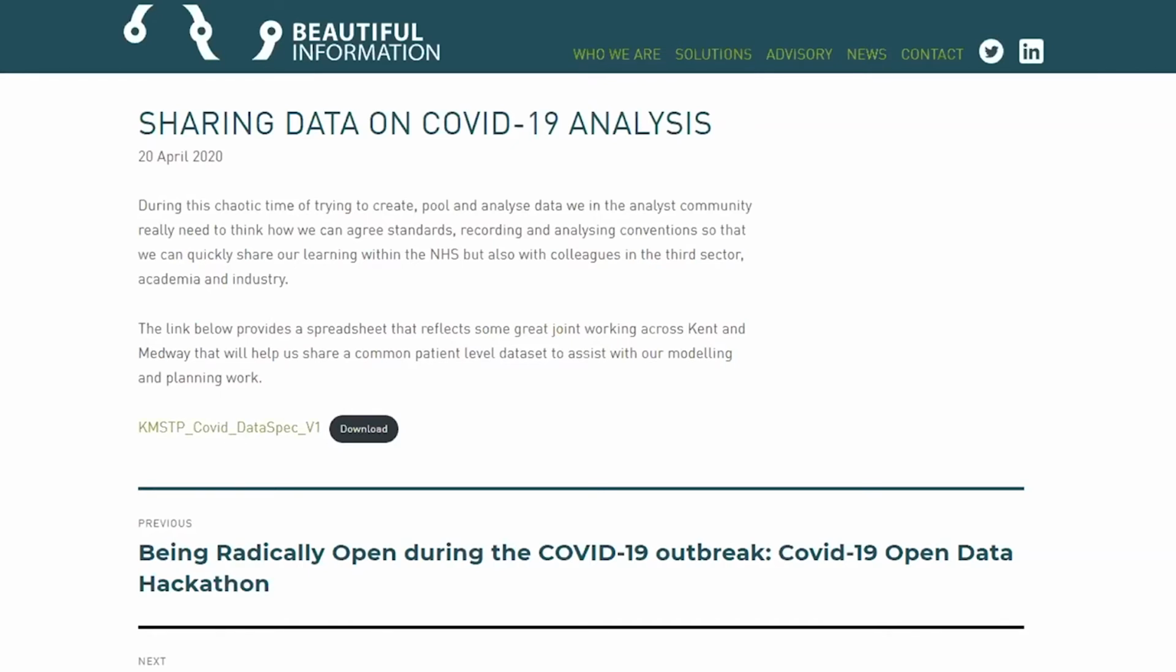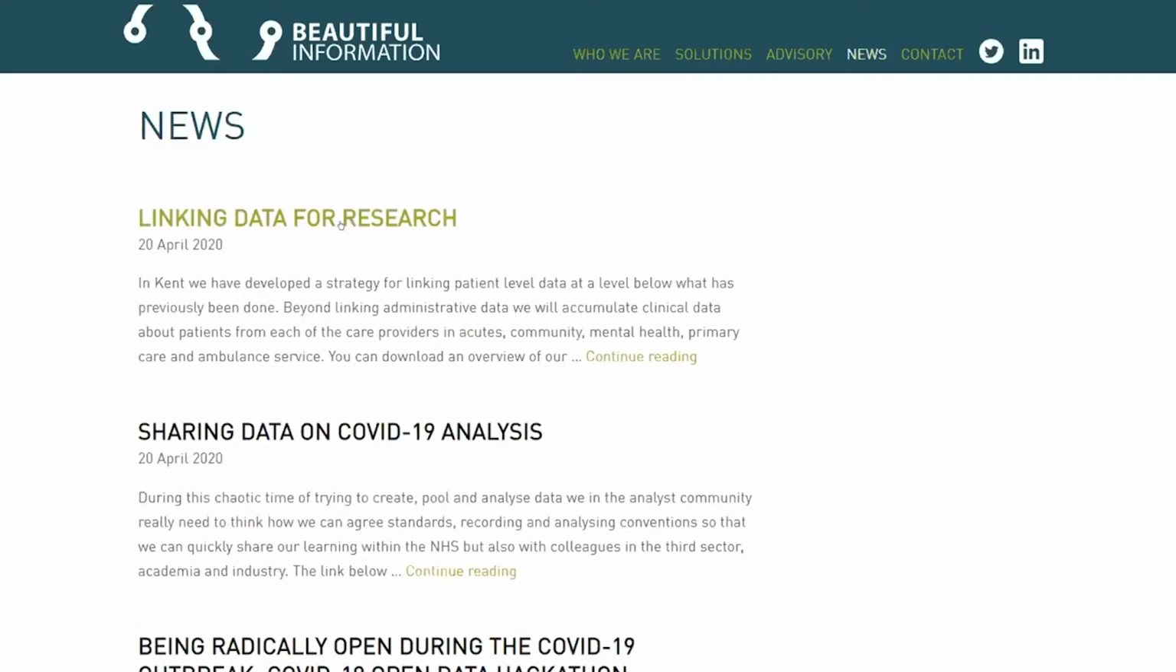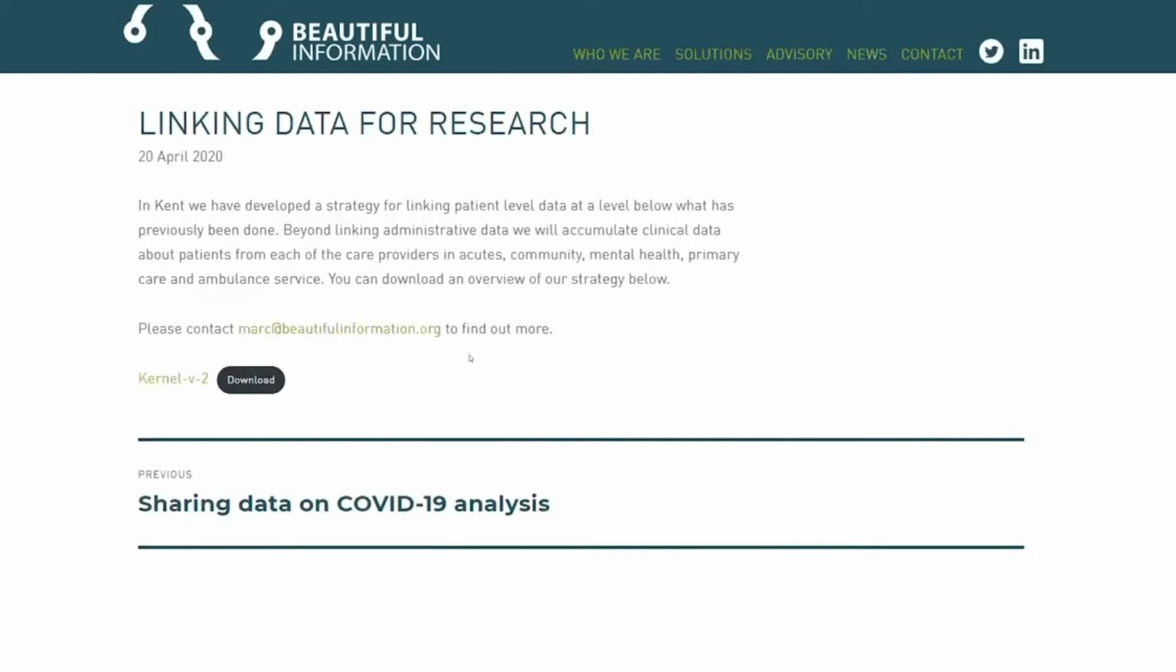What we've also put on the site is a link at a higher level. There's a PDF on here which explains how we're going to build a linked data set for the region. We were doing this anyway, but COVID has made it much more interesting.